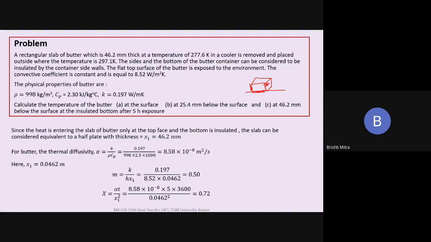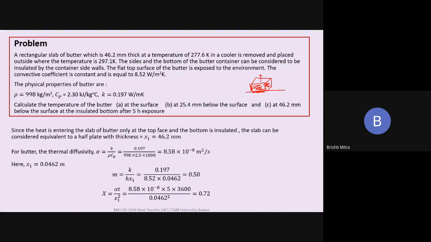So no heat is going out from here, no heat is going out from here. The only heat that is escaping is from the top surface. The top surface of the butter is exposed to the environment. The convective heat transfer coefficient is constant and is equal to 8.52 watt per meter square Kelvin. You're given the physical properties of butter. Calculate the temperature of the butter at the surface.